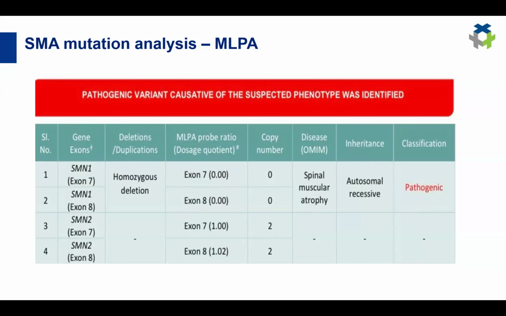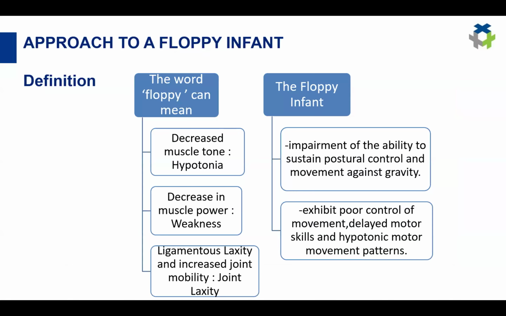SMN2 gene was present. So, the approach to a floppy infant: the word floppy can mean decreased muscle tone, which is hypotonia, decrease in muscle power, which is weakness, and ligamentous laxity and increased joint mobility, which is joint laxity. The term floppy infant means impairment of the ability to sustain postural control and movement against gravity, with poor control of movement, delayed motor skills, and hypotonic motor movement patterns present.